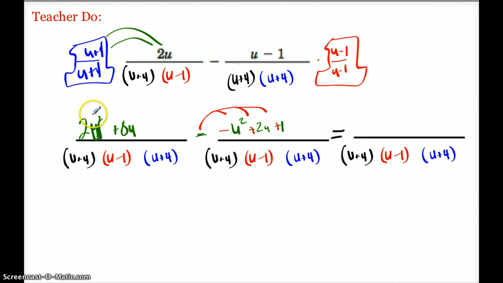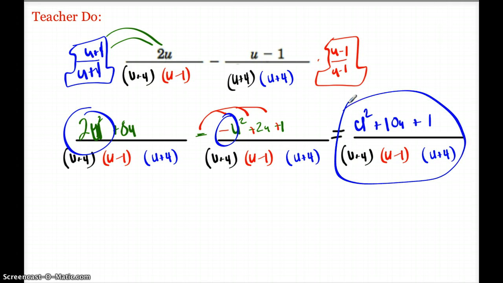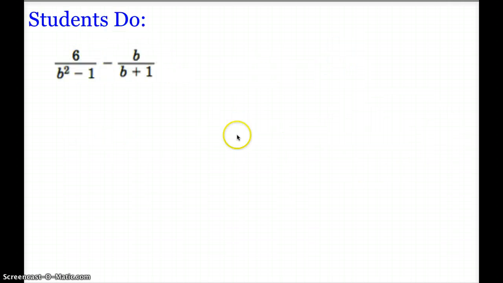I'll add all my terms together. U squared minus 2u squared is 1u squared. 8u plus 2u is going to be plus 10u plus 1. Again, that's not going to factor. Final answer. Okay. We'll do it one more time.